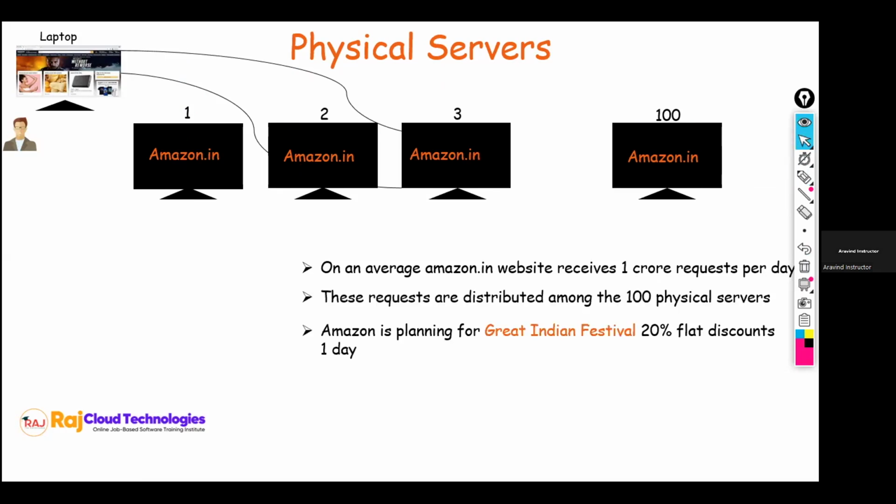Now, Amazon is planning for the Great Indian Festival. Tomorrow, that is June 29th, Amazon is planning for the Great Indian Festival. They are giving a flat 20% discount for HDFC credit card and SBI credit card, only for one day, that is tomorrow. They have started promotions from the last 1 month. Tomorrow is that day. Can we expect the same 1 crore requests tomorrow also?